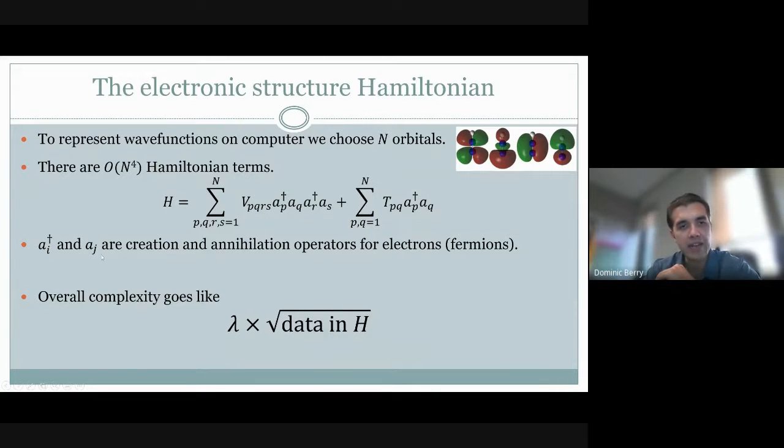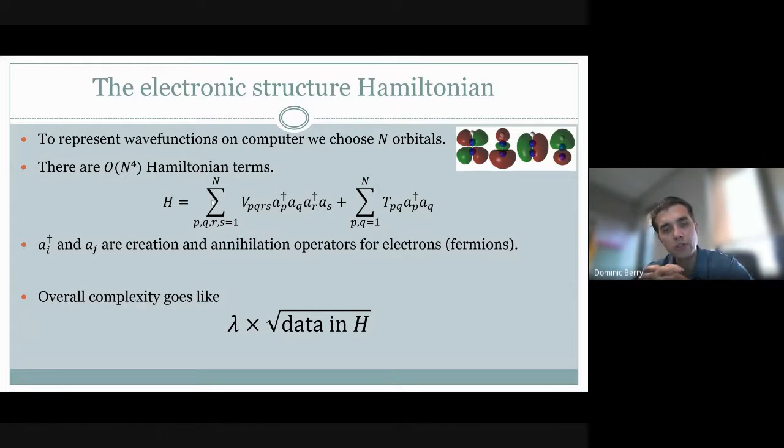And here the a and a dagger are creation and annihilation operators for electrons. And the overall complexity is going linearly in that lambda value, which I mentioned before. And it tends to scale with the amount of data that's needed to represent the Hamiltonian as well. But in terms of the non-Clifford gates, it tends to scale like the square root of the amount of data. So it's not as bad as linear, but still, if you're looking at something like this, where there's order n to the 4 terms, then that's going to end up being a pretty inefficient simulation.